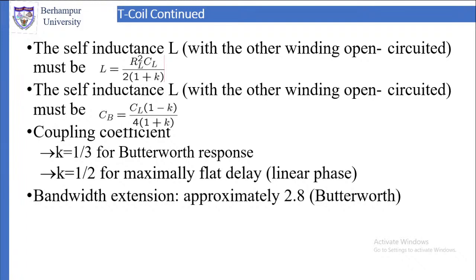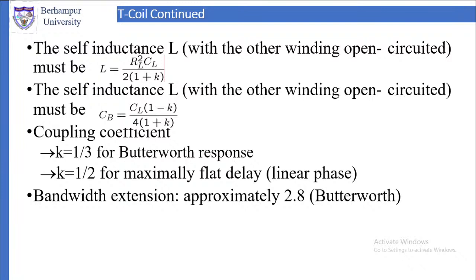But if it is like the Butterworth response, it is like the wings of a butterfly. So you look at this response. The response is not completely flat. It is mostly like wings of a butterfly. Then you call it a Butterworth response. So K is equal to 1 by 3 for a Butterworth type of response, and K is equal to 1 by 2 for maximally flat response.